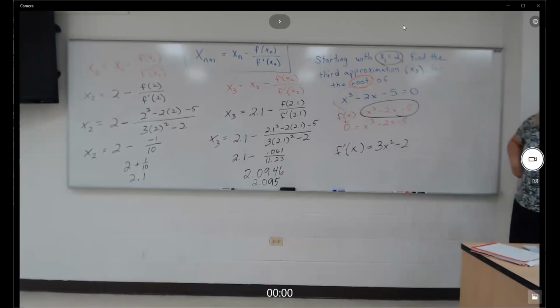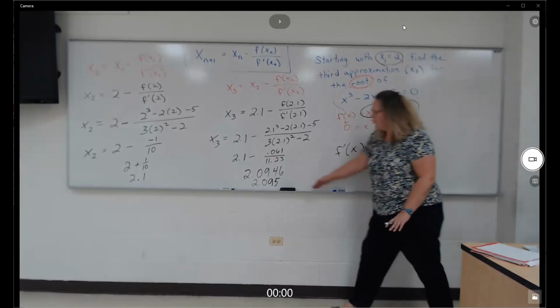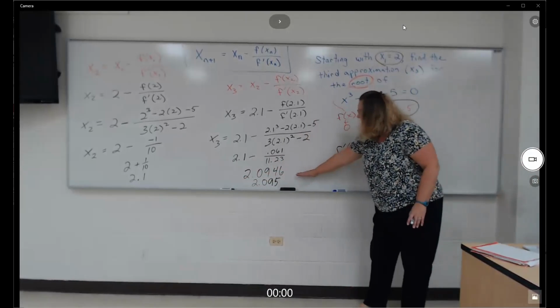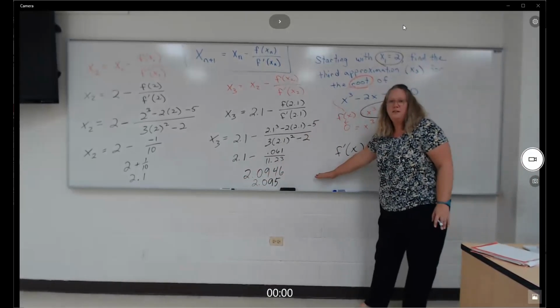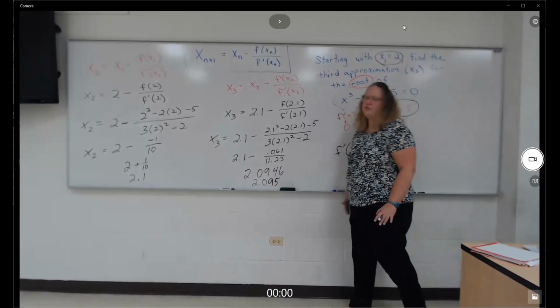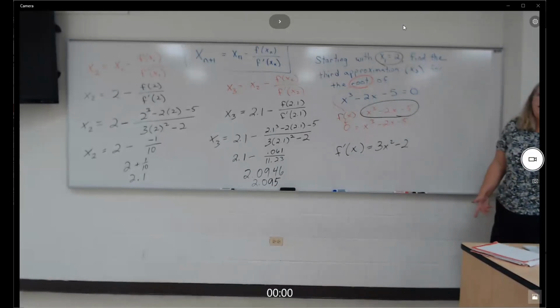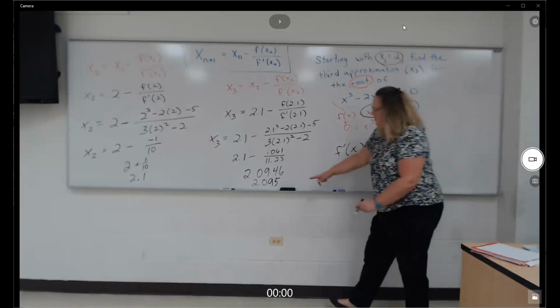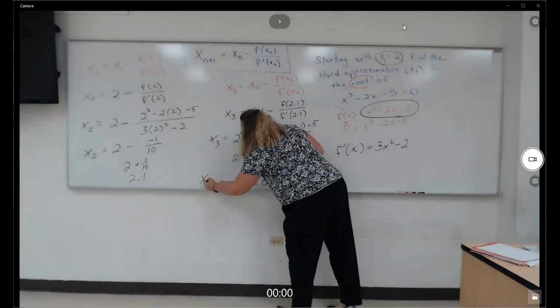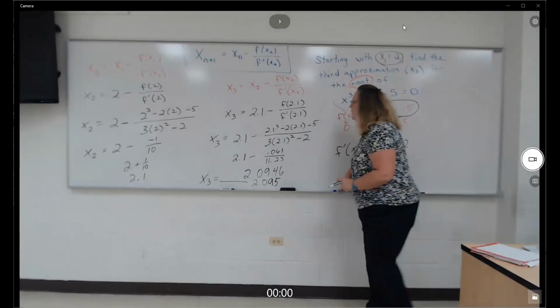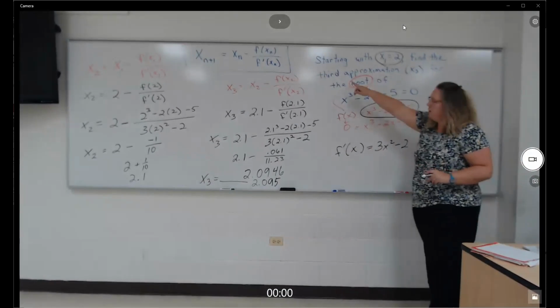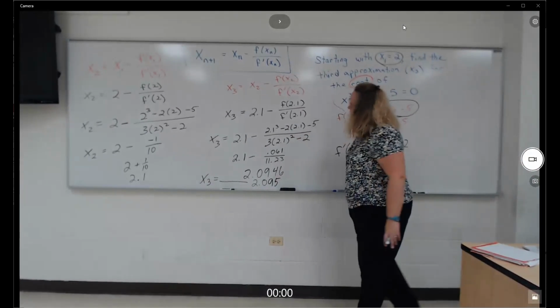Now, if I wanted the fourth one, what number would I have to use? If I wanted the fourth one, I would have to use this number. And I think this one kept going. Okay, so rounding it is going to change it a little bit. But in general, I could now use this because this is the third. If I wanted to, I could use my formula again, plugging in 2.095.